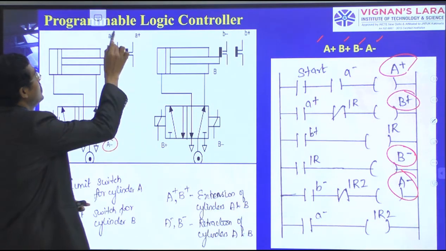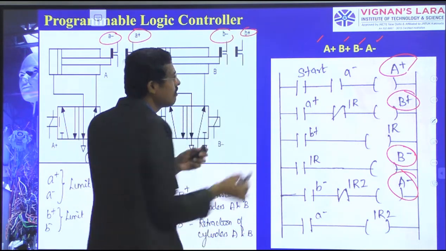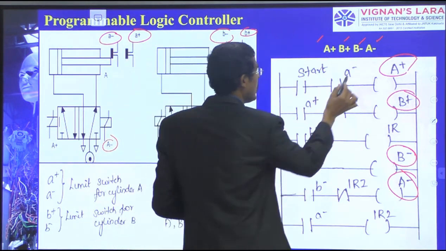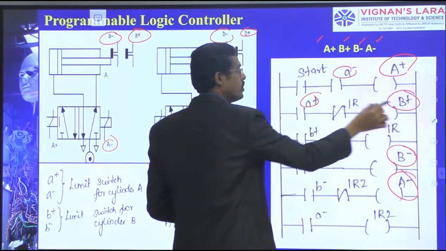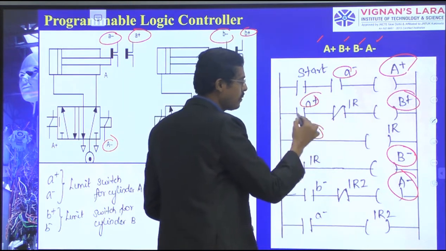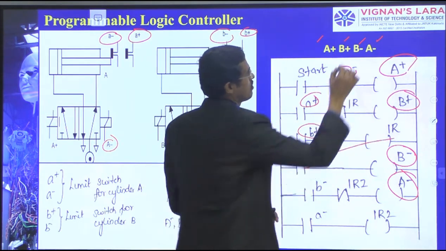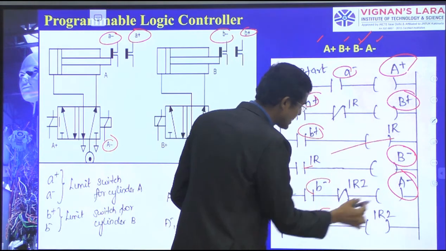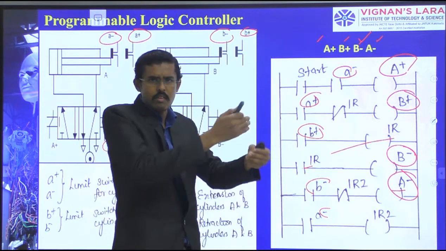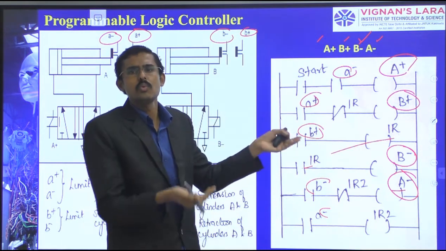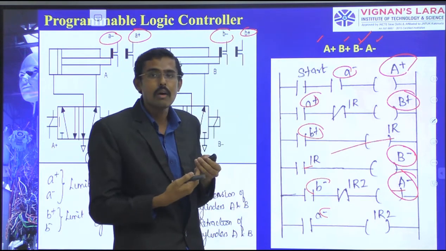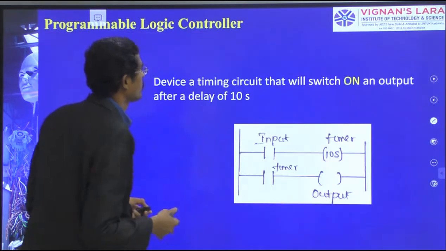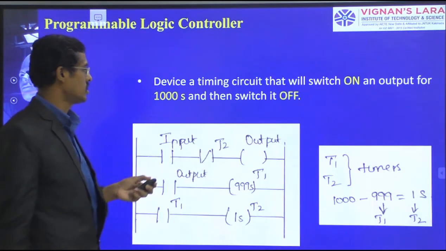See this A minus, this has been connected a little bit according to our requirement. First I want to connect this A minus to A plus, then the A plus to B plus, but I am connecting this B plus to the B minus first. After the B minus, last I connect to the A minus. So I am arranging them according to the sequence I want to do. So likewise the cylinders can be operated sequentially. Now we will keep moving towards the next one.